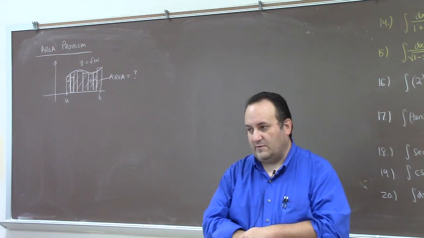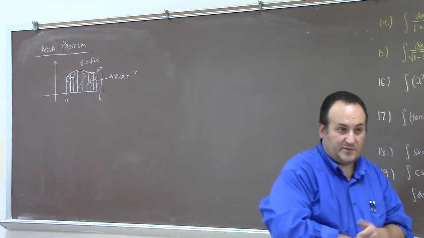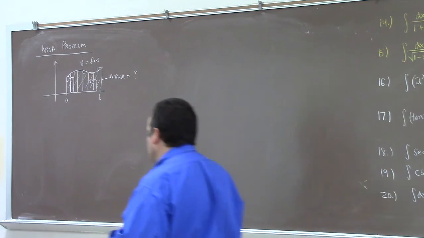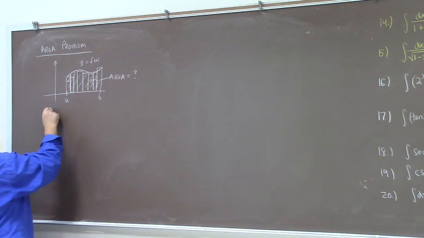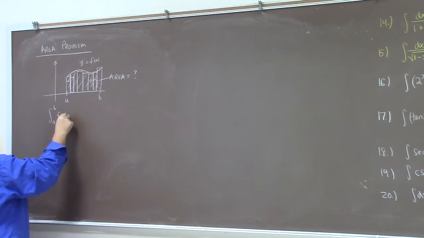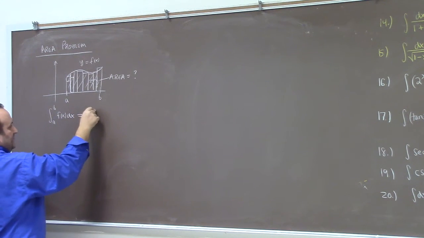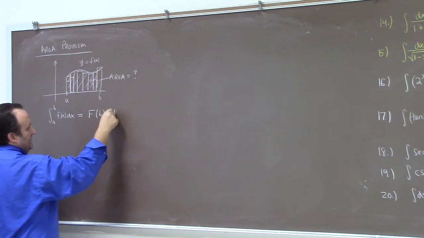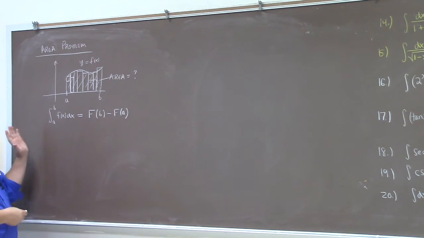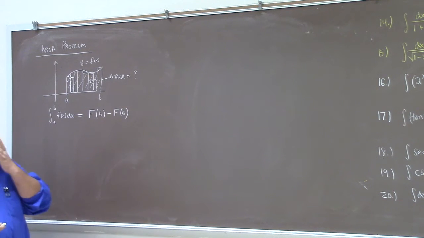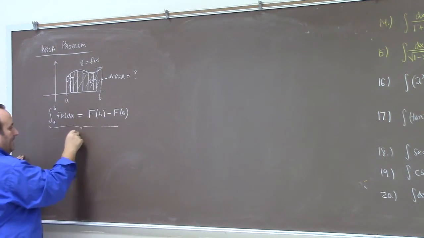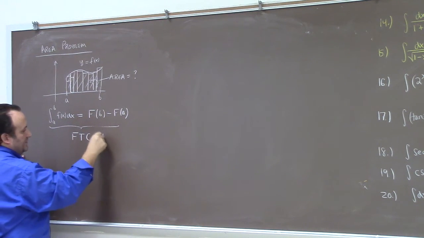The answer to that question is given by what's called the fundamental theorem of calculus. So we'll prove this next week, but what we'll learn next week is that the integral from a to b of f of x dx is equal to F of b minus F of a. So this is what we're going to explain next week. This is the fundamental theorem of calculus, part 2.